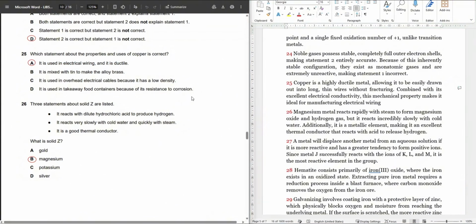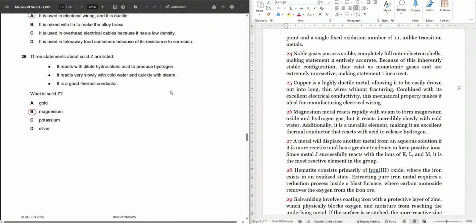All right, now let's go on to the next question. Question number 26. It says three statements about solid Z are listed. The name of the solid is not disclosed, but its properties are. First, it reacts with dilute hydrochloric acid to produce hydrogen. Second, it reacts very slowly with cold water and quickly with steam. And third, it is a good thermal conductor.